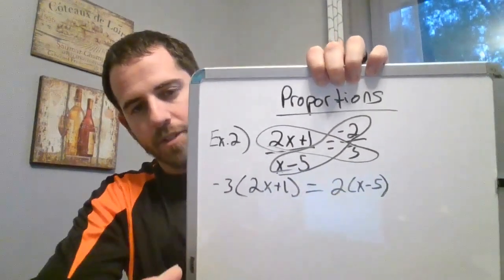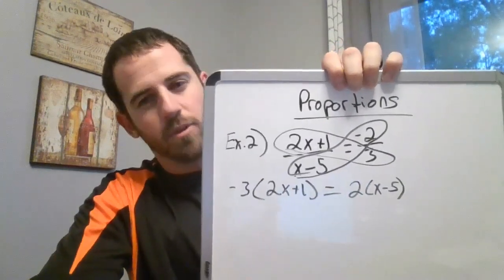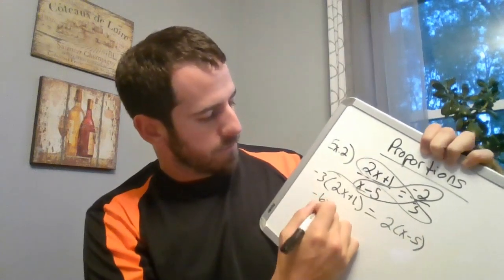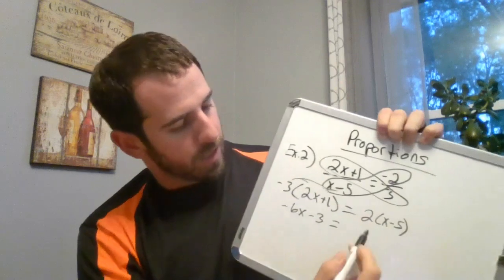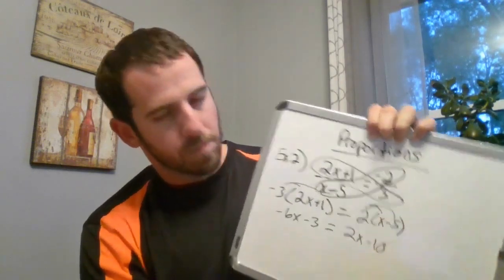Variables on both sides, just like example 1, except we got distribution on both sides. Again, it's the same steps, just a little more. So I'm going to distribute. I get negative 6x minus 3. On the right side, again, I'm going to distribute. I get 2x minus 10.